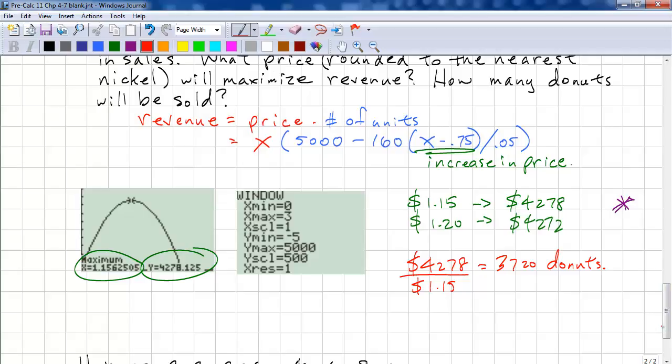So we need to answer the question, what price will maximize the revenue? And we'll just write $1.15 will maximize revenue. And the second question, how many donuts will be sold? 3,720 donuts will be sold.